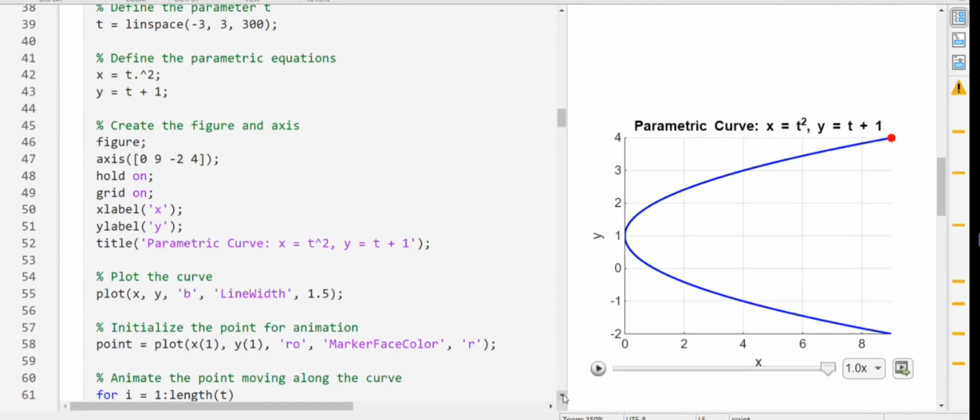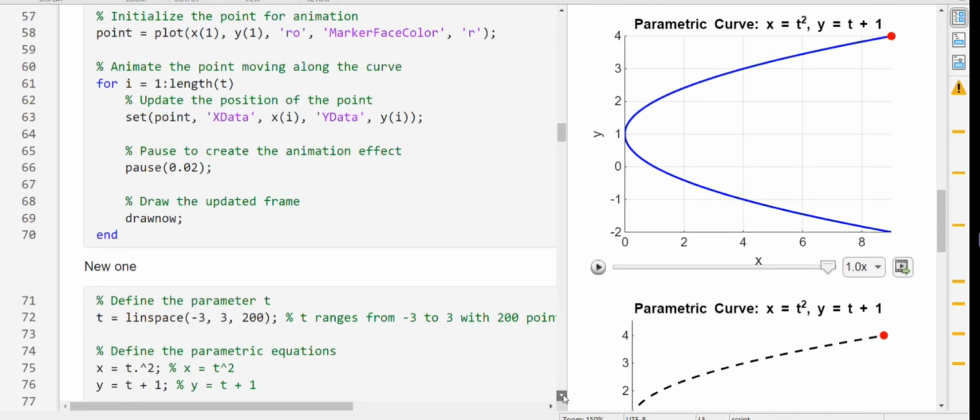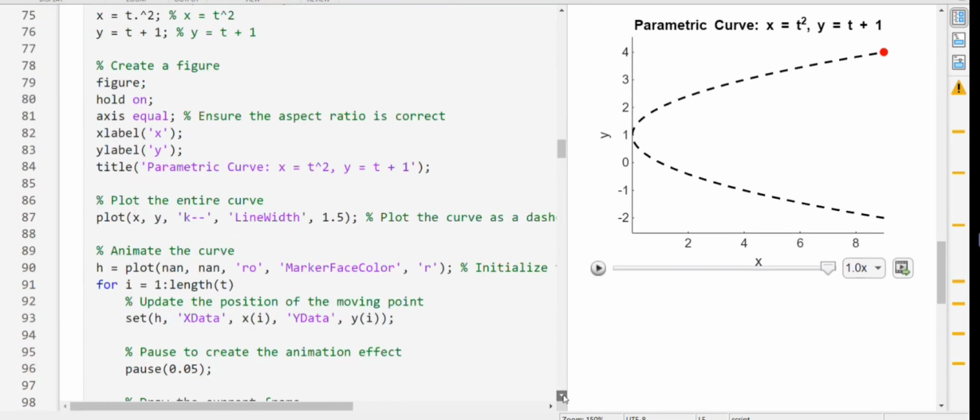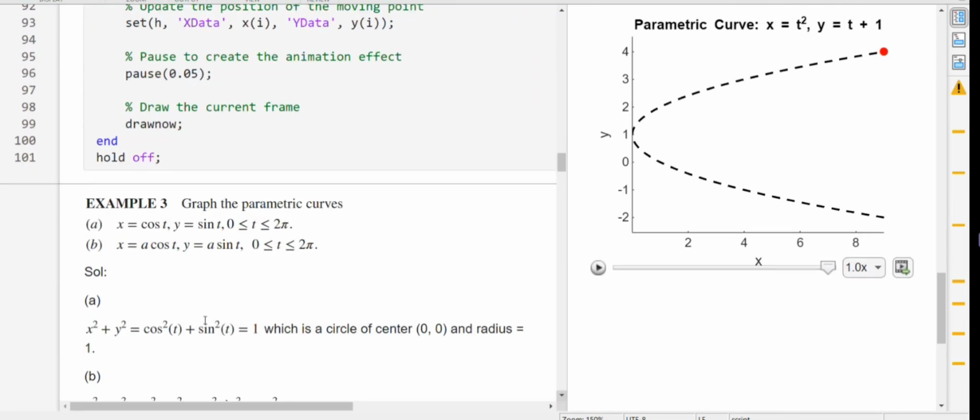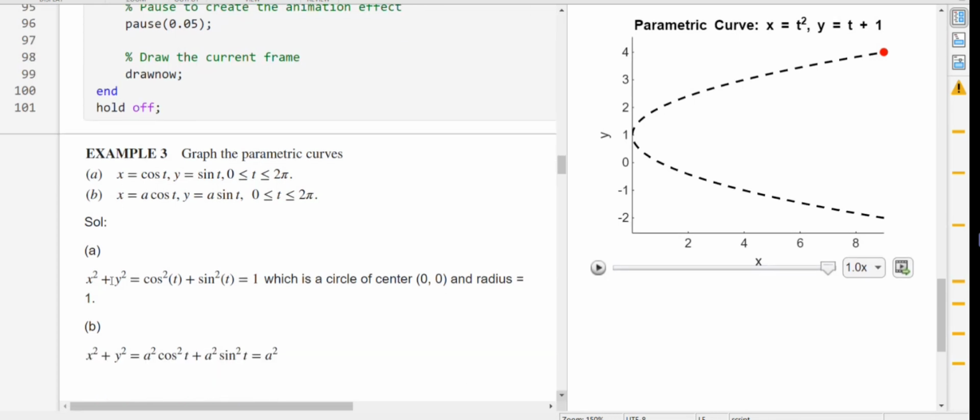So we go to the next example. In the next example, we want to see what these curves are. For example, these two parts show that there are two curves. One has x is equal to cos t, y is equal to sin t. So what we do, we simply square each component and add them, and we can see that this is a circle. So the circle is written in part A.